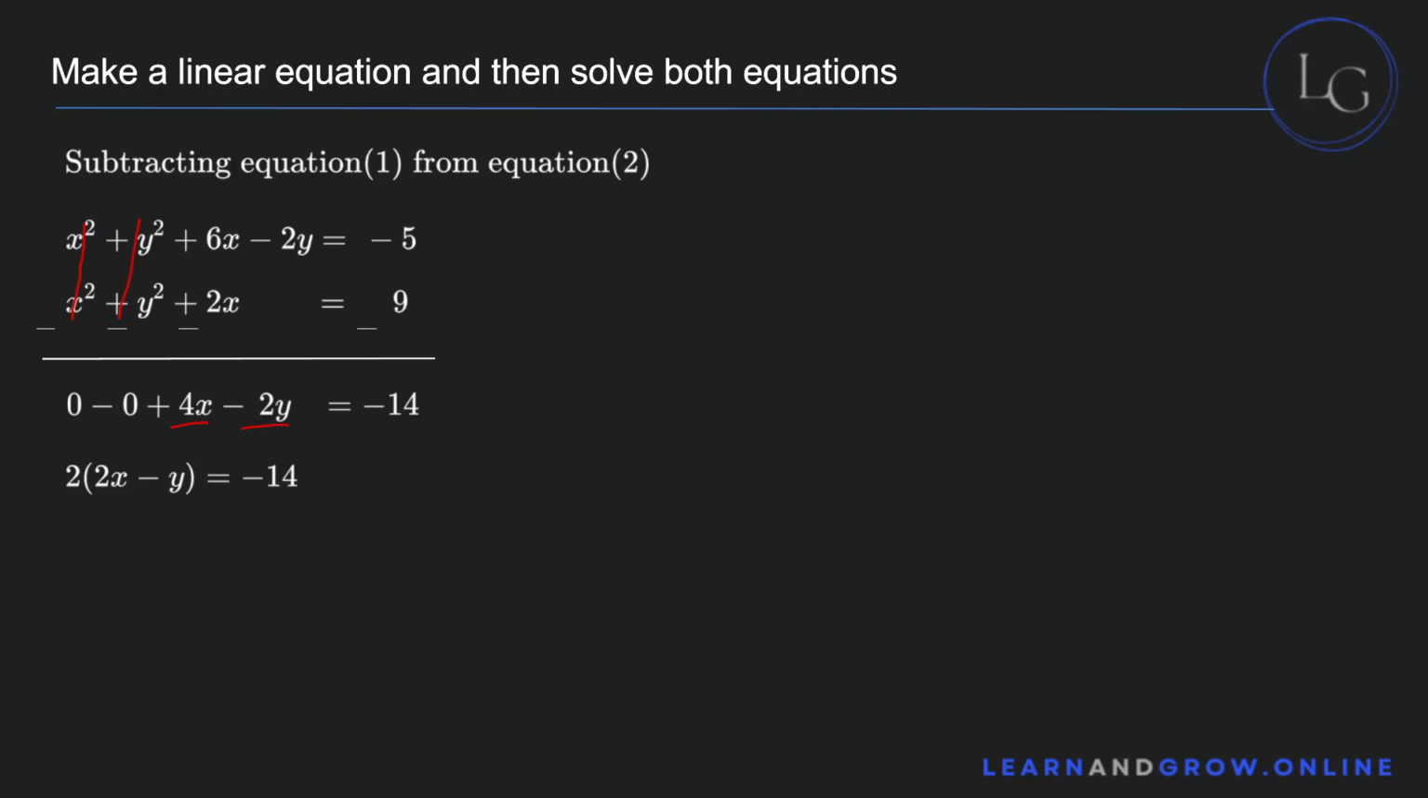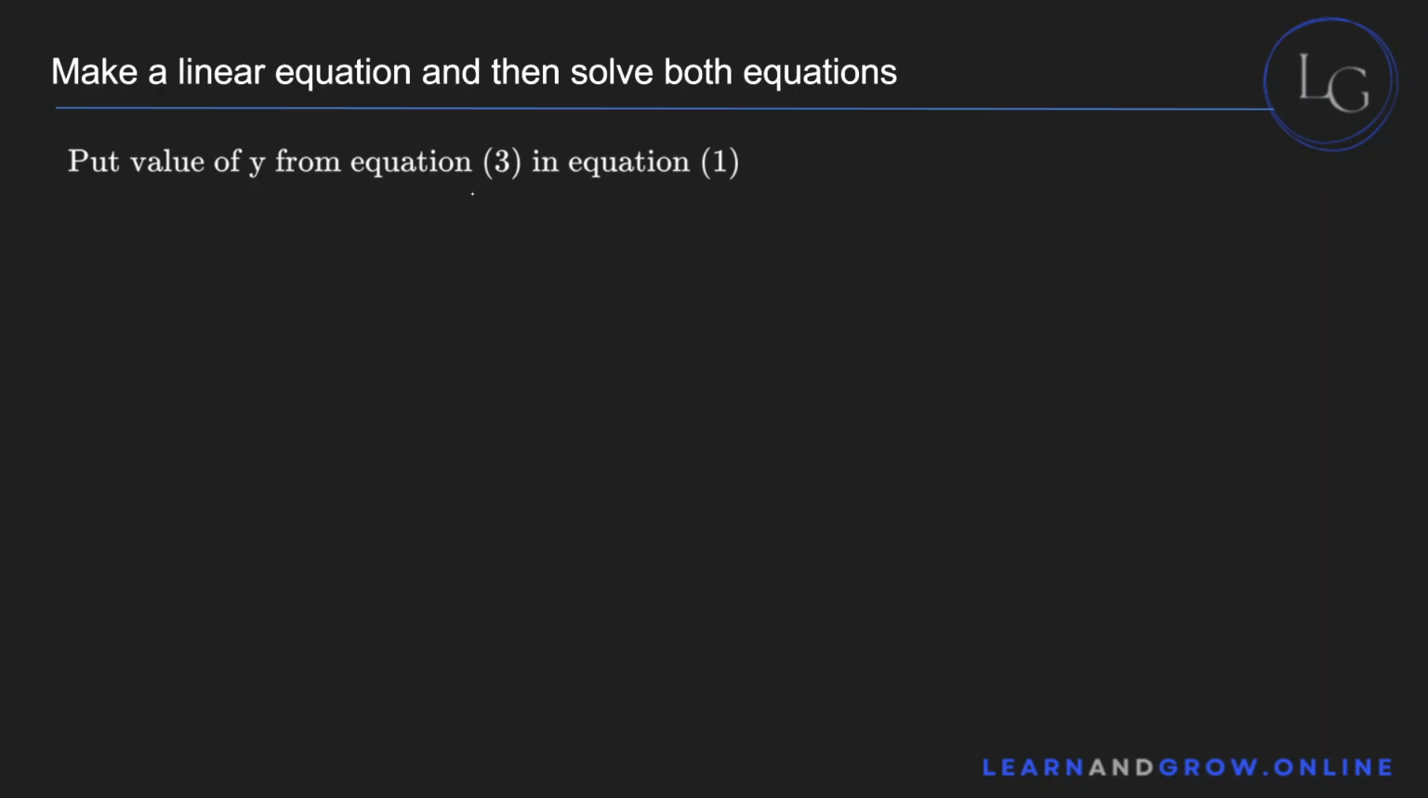Now you have this whole equation, 4x minus 2y is equal to minus 14, and you can take 2 common outside, so you'll get this equation. Now you'll divide minus 14 by this 2 over here, and now you'll actually have an equation in y over here. So y is equal to 2x plus 7. This is equation 3.